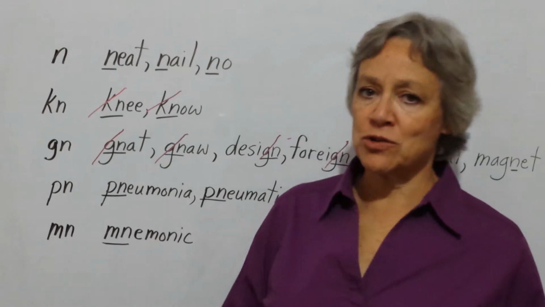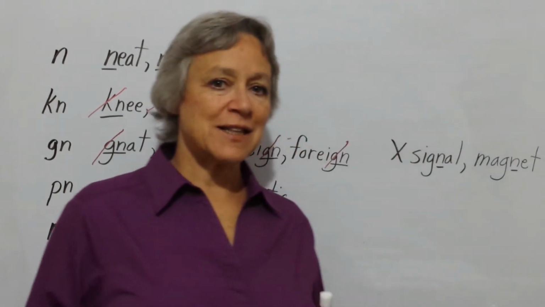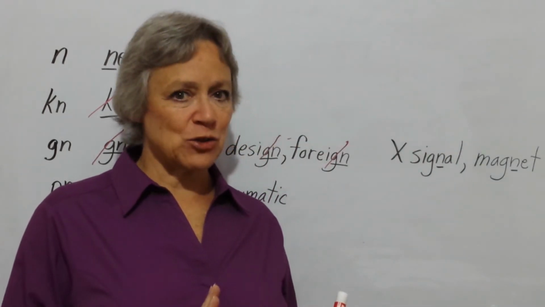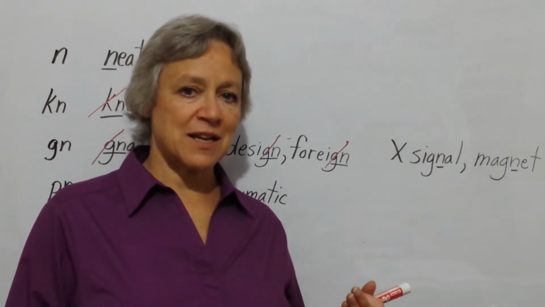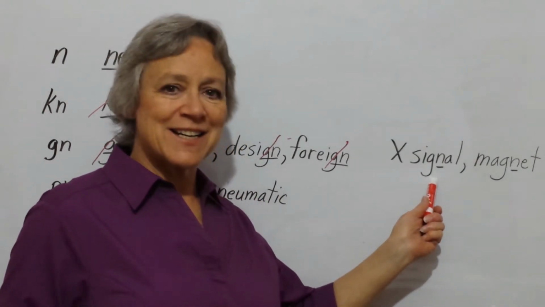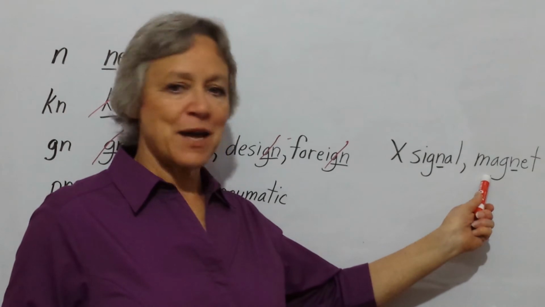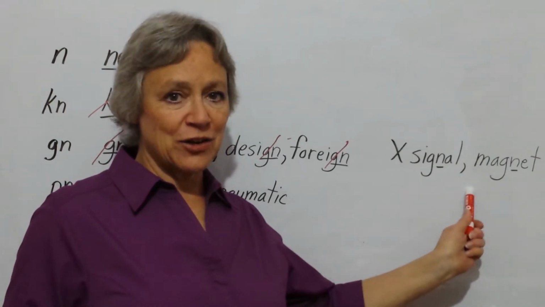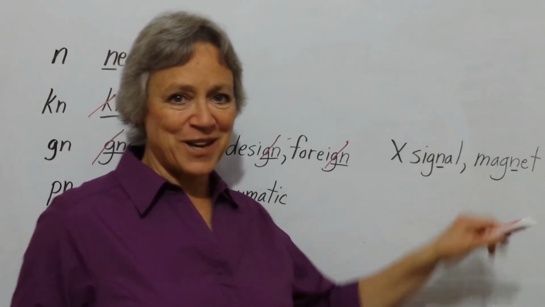In the middle of words, though, the letters GN usually make the two sounds G and N. So we have signal and magnet. So here we do hear the G, okay?